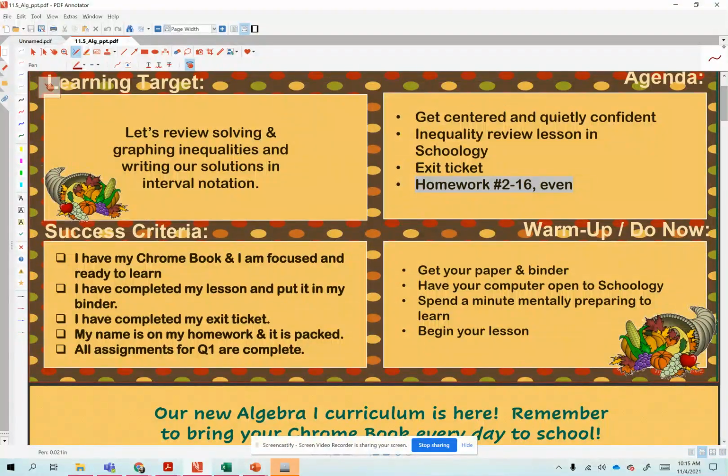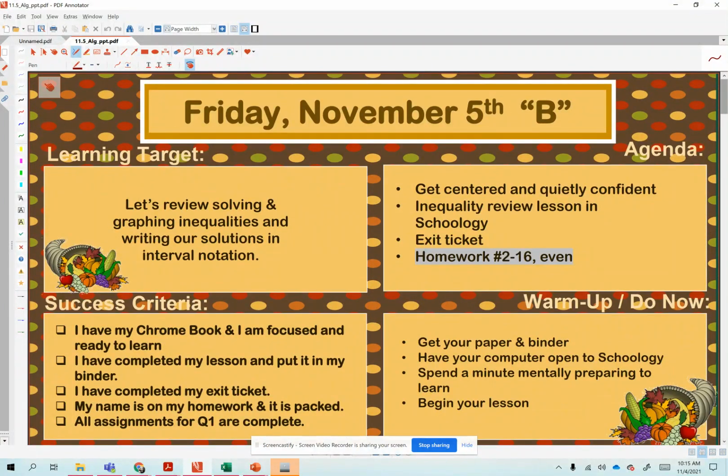Hello, students, and welcome to our lesson for Friday, November 5th. We will today review solving and graphing inequalities and writing our solutions in interval notation.